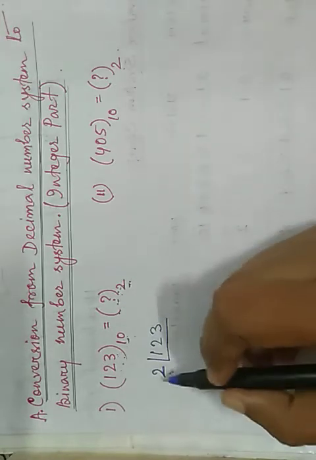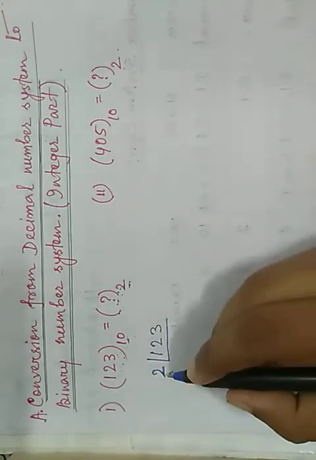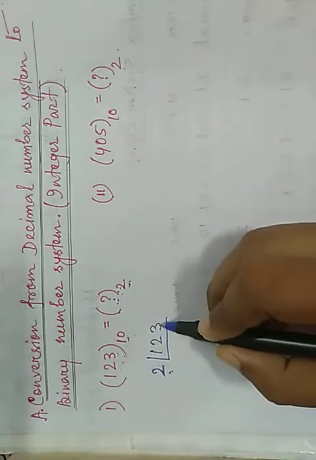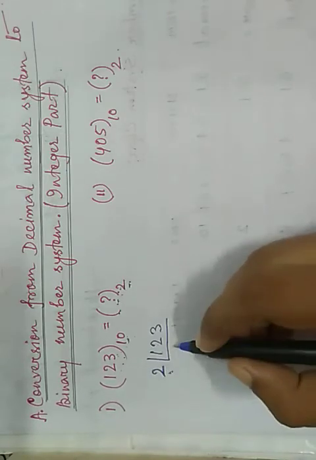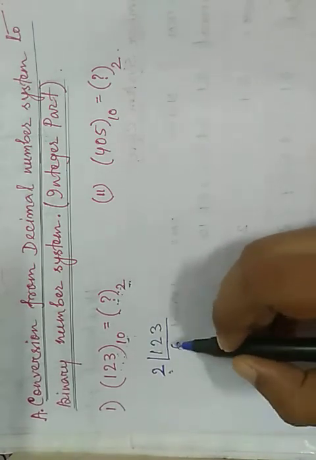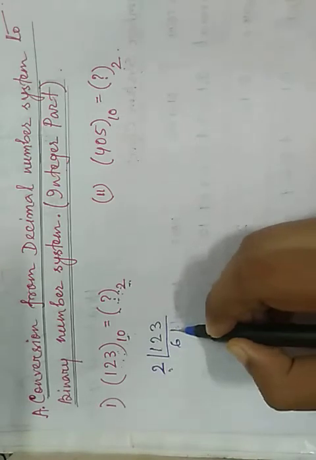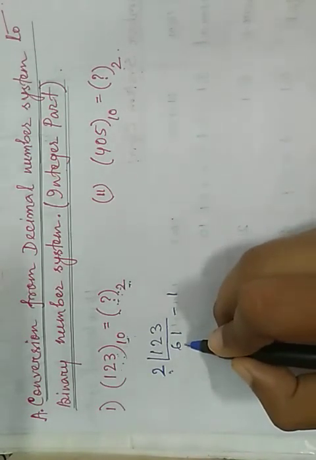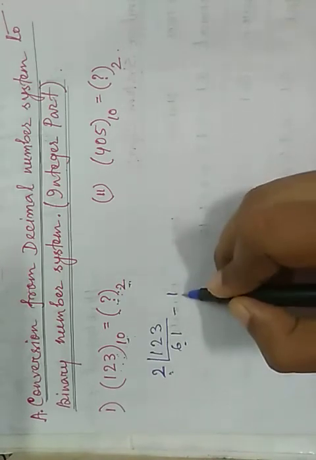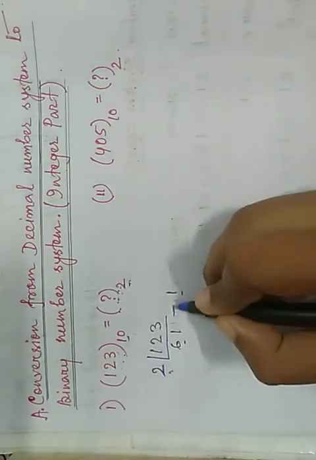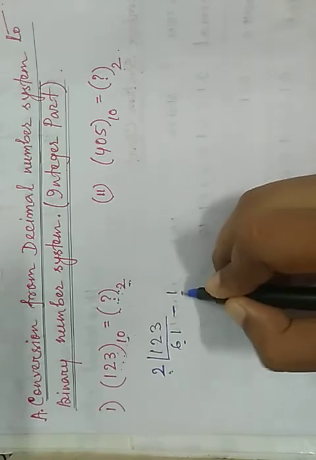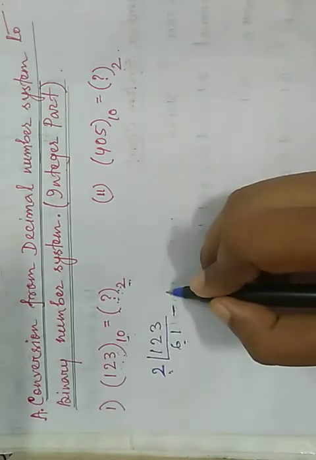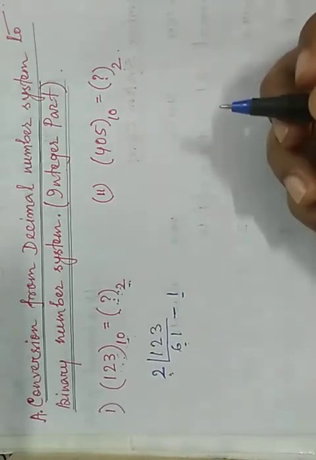Okay, so let us see here, 2 into 123. Whenever we divide by 2, 6 twos are 12 and 1 two is 2, and the remainder is there. So we have to write the quotient part here and the remainder part following the quotient part. We have to write the remainder here.